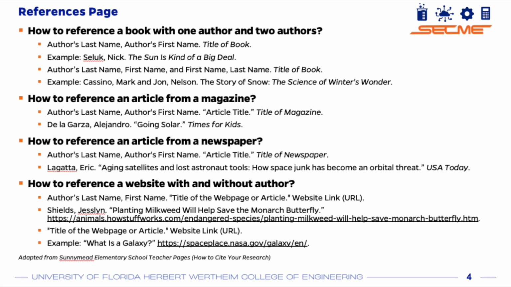On this slide, I've included a references page which shows how students are required to reference different types of sources. For instance, we have examples of how to reference a book with 1 or 2 authors, how to reference an article from a magazine, how to reference an article from a newspaper, and how to reference a website with and without authors. Please share this with your students so they would know how to correctly format their references.